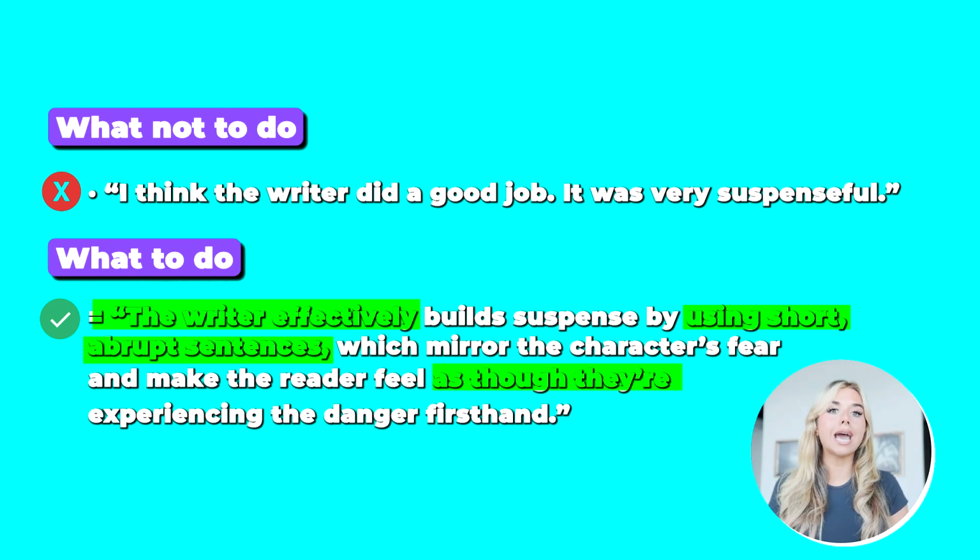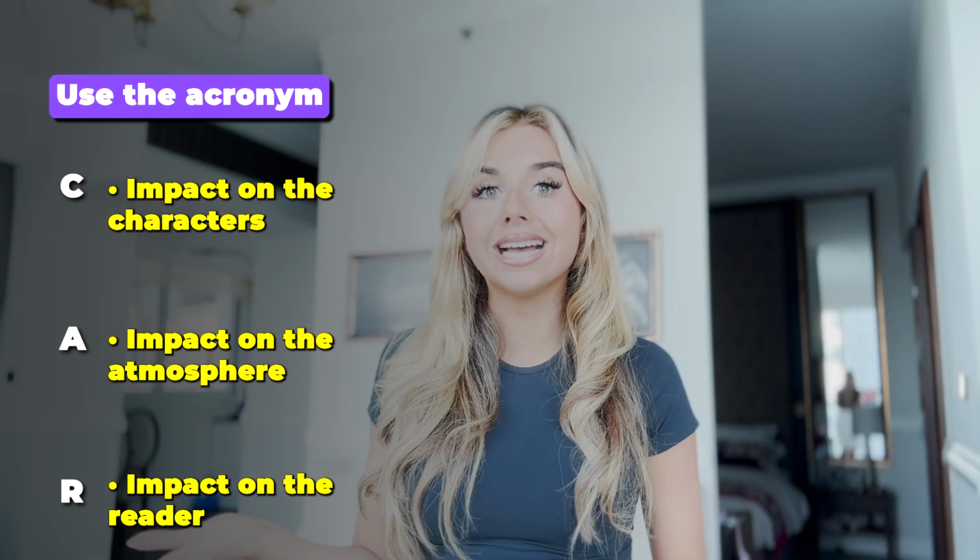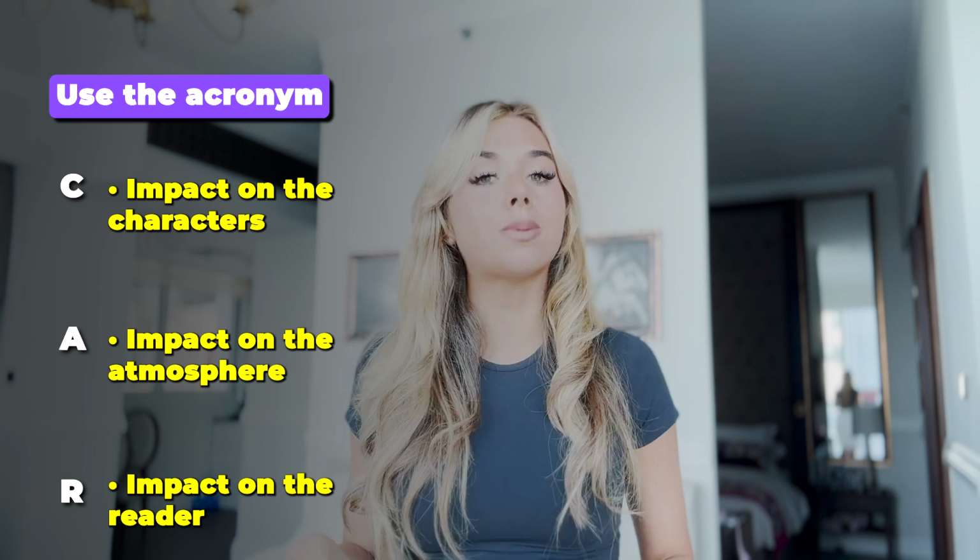So I've used again my CAR, character, attitude, reader, and I've actually talked about the impact on the character when I said about the character's fear. And then I've also linked it to the R, which is reader, when I said it makes the reader feel. That is a perfect example of up-leveling it, being evaluative, and also still explaining why.